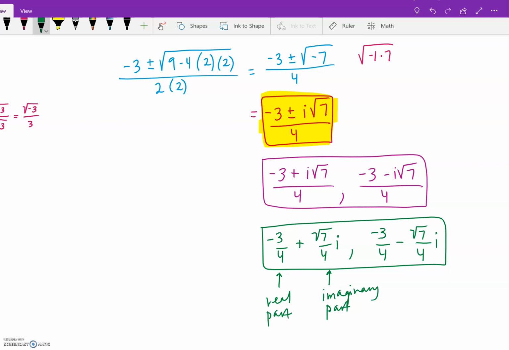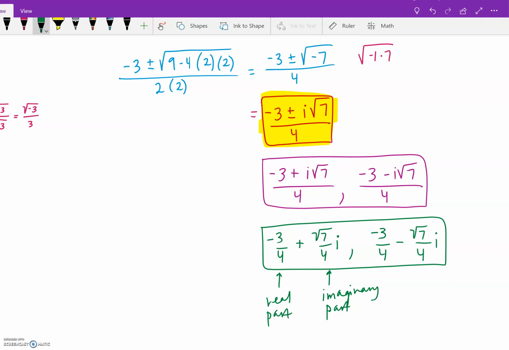In the purple one, the second one down, this is the way you'll see it in the answer key. So they just simply separated it. You have negative 3 plus i rad 7 over 4 and negative 3 minus i rad 7 over 4. Again, they just rewrote it twice. It doesn't make anything different. And then this last one in green.